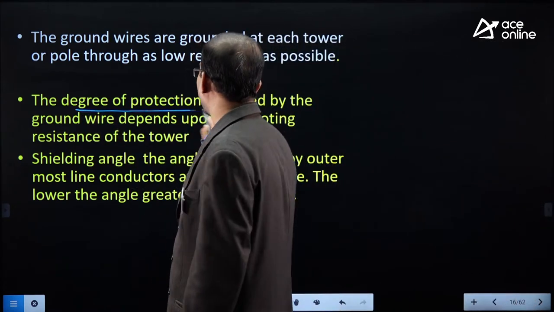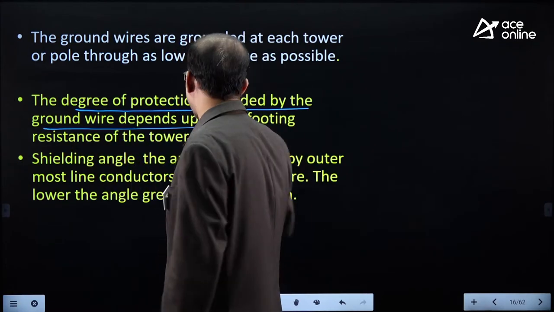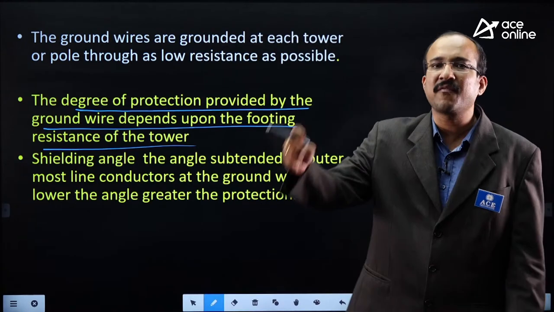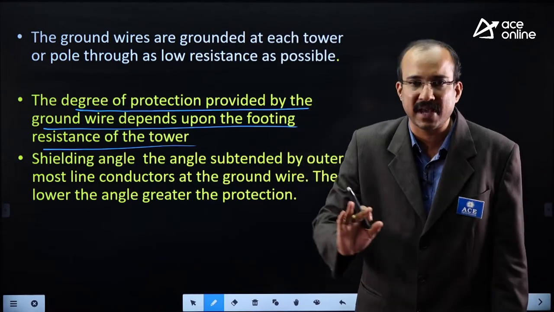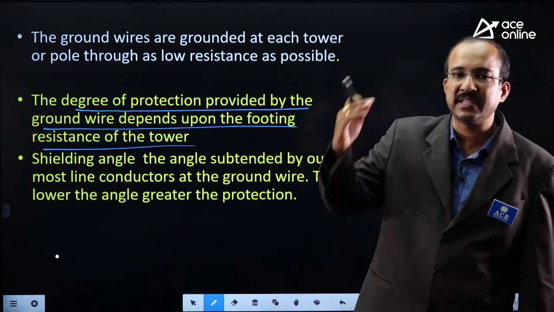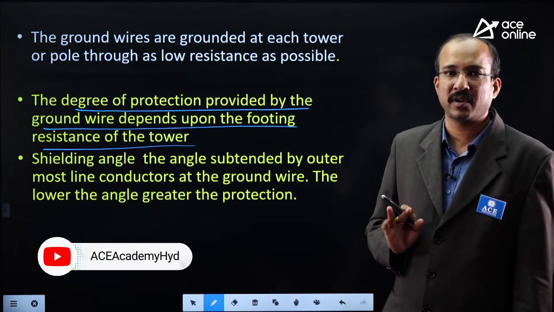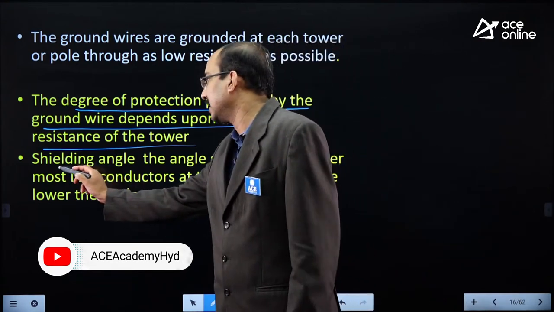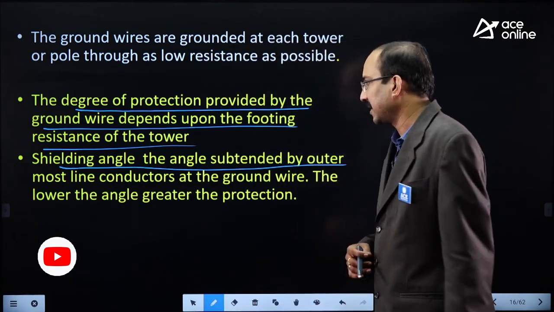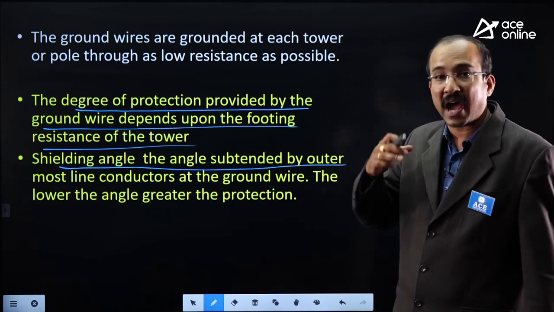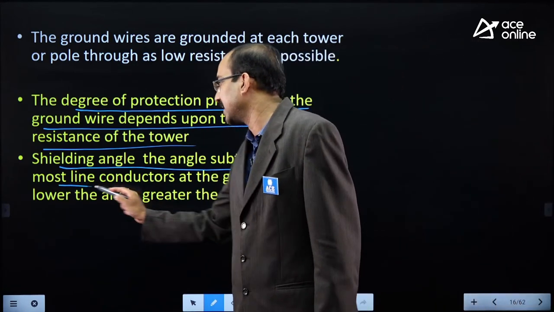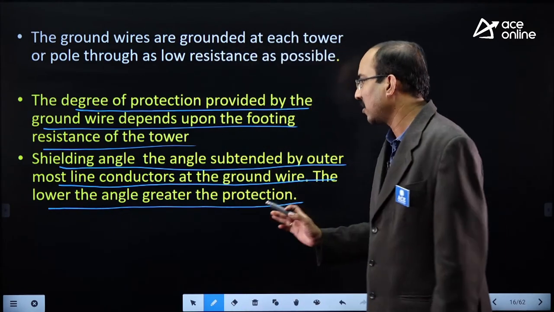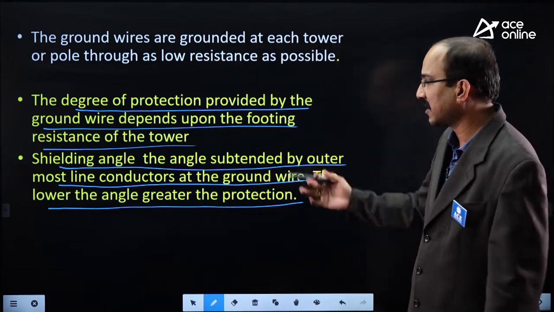The degree of protection provided by the ground wire depends on the footing resistance of the tower. Tower footing resistance should be as low as possible so that the surge can be easily discharged to ground. And the shielding angle, that is nothing but the angle subtended by the outermost line conductor and the ground wire. The lower the angle, the greater the protection.